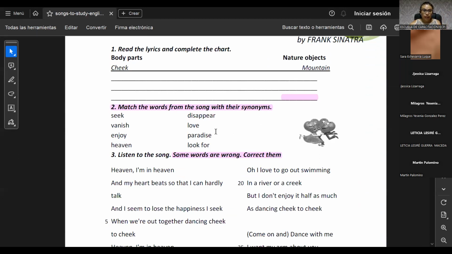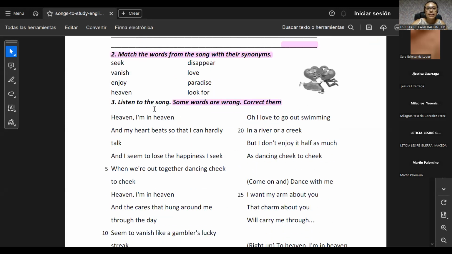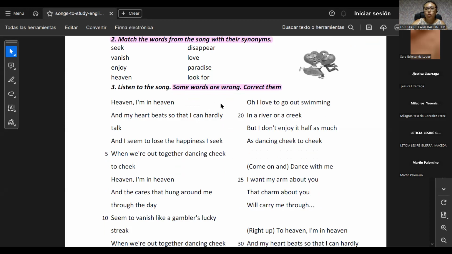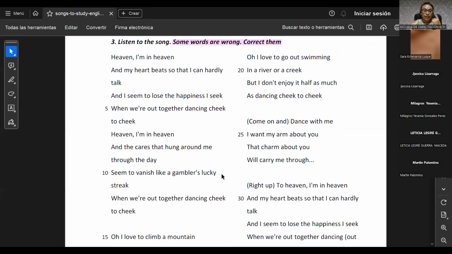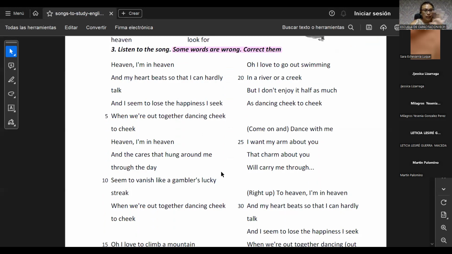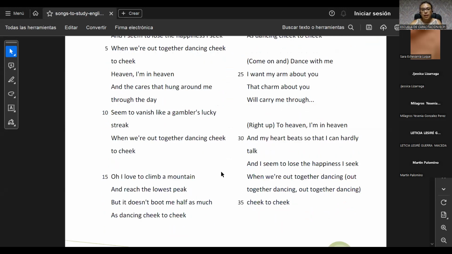You have to match the words from the song with their synonyms. Look at this, this is another level. Yes, you have to search the word and also match it with the synonym. And you are going to listen again and some words are wrong, so you have to correct them. Aquí ya no te pone opciones. Aquí de frente está colocando mal algunas palabras. El alumno tiene que escuchar, discrimina y puede completar o puede hacer el ejercicio.